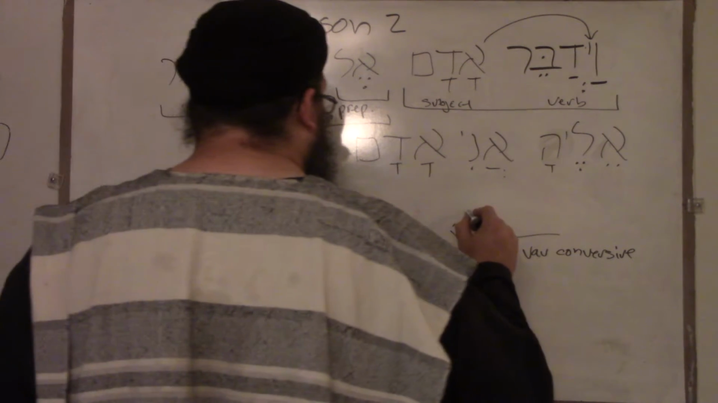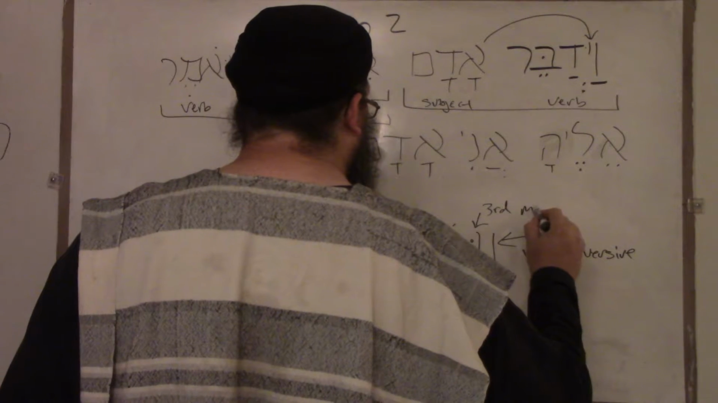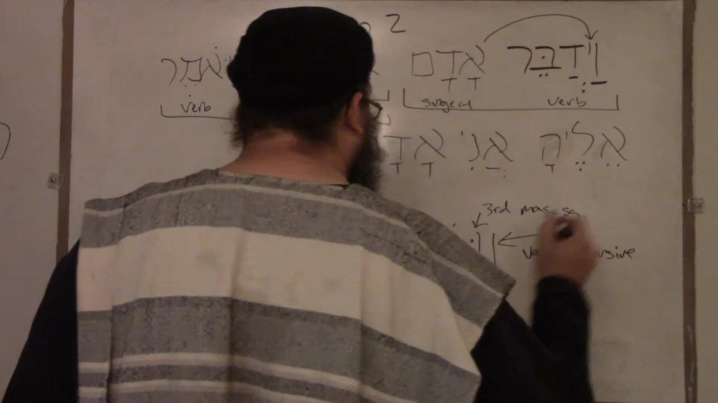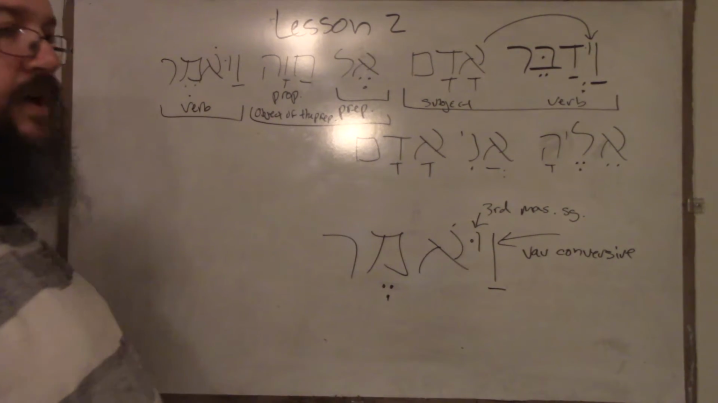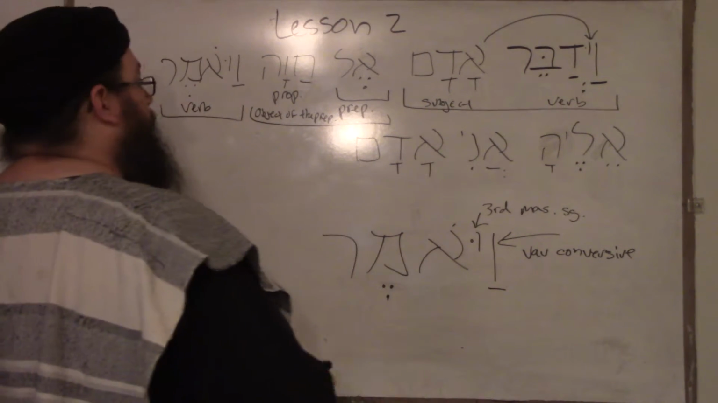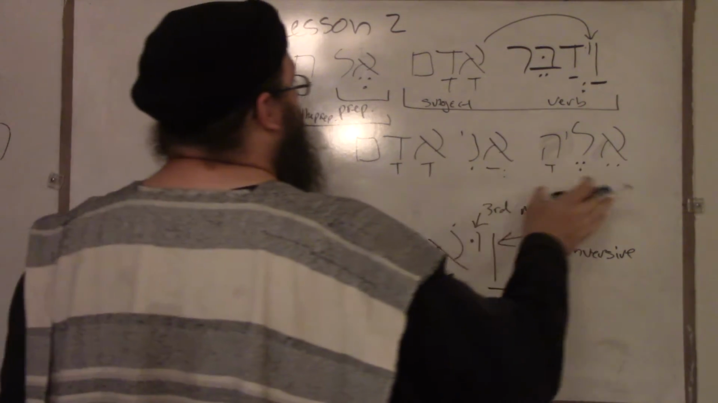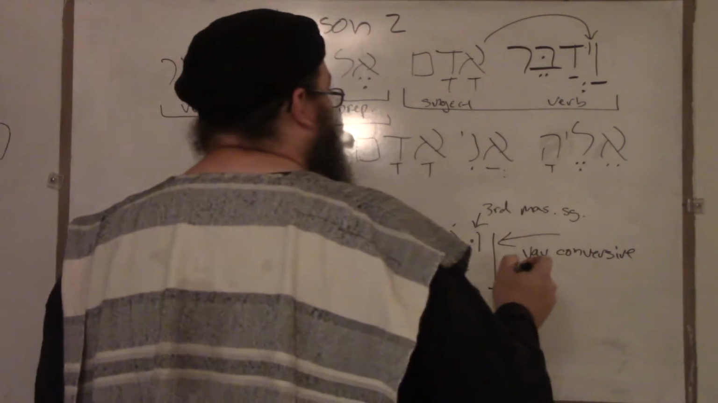So here, once again, this is 3rd person. This is our pronoun. It's masculine and it's singular, alright? And then, of course, we have Amar, Aleph Mem Resh. So Vayomer, and he said. So now we have, and he said. Now we're stuck with something unique.